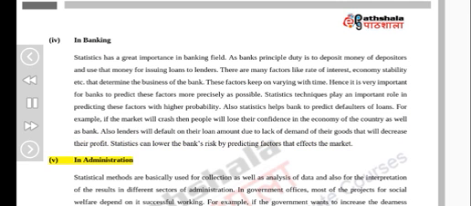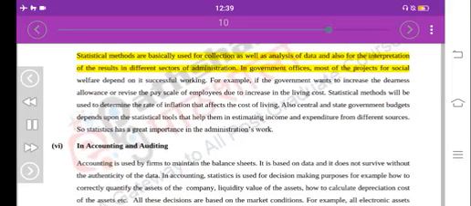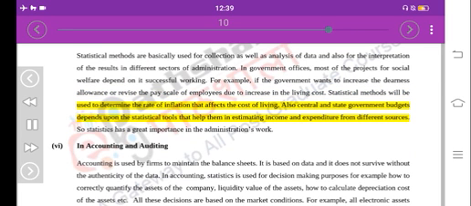In administration. Statistical methods are basically used for collection as well as analysis of data and also for the interpretation of the results in different sectors of administration. In government offices, most of the projects for social welfare depend on its successful working. For example, if the government wants to increase the dearness allowance or revise the pay scale of employees due to increase in the living cost, statistical methods will be used to determine the rate of inflation that affects the cost of living. Also, central and state government budgets depend upon the statistical tools that help them in estimating income and expenditure from different sources. So statistics has a great importance in the administration's work.